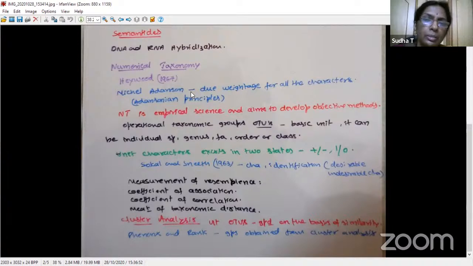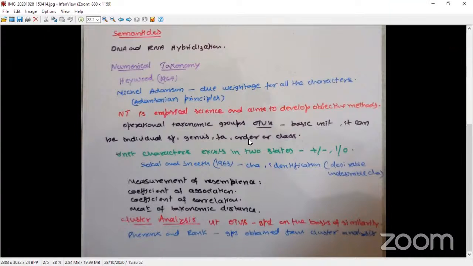So numerical taxonomy is an empirical science and aims to develop an objective method. The main term we need to remember is operational taxonomic units, OTU groups. That is what we are going to make by using the characters with some weightage, like assessing them, and the OTUs are the basic unit. It can be an individual species, genus, family, order, or class. That means numerical taxonomic data we can apply to any level.